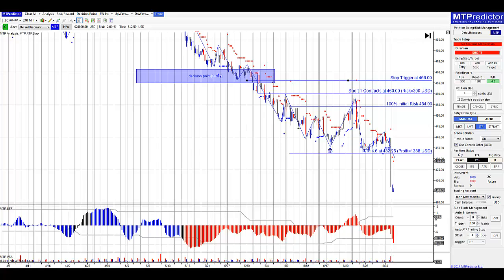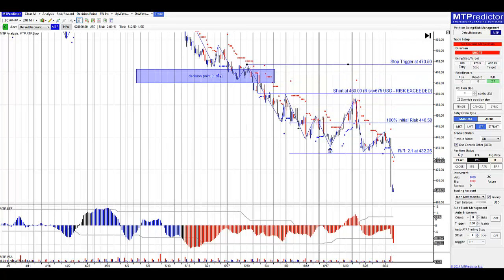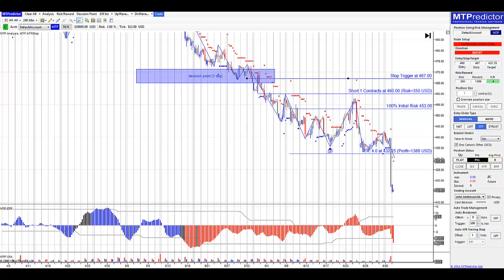So however you want to play it, again, these levels are adjustable, whatever your comfort zone is. As long as your reward's at least twice your initial risk, that's fine. And our software will even tell you if your risk is exceeded and so forth. So anyway, I hope that's helpful.